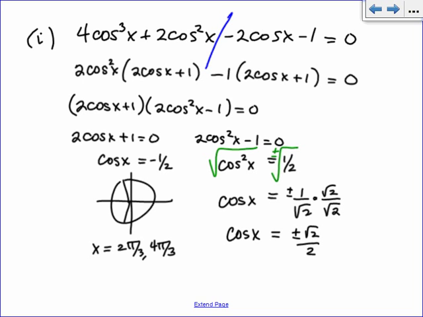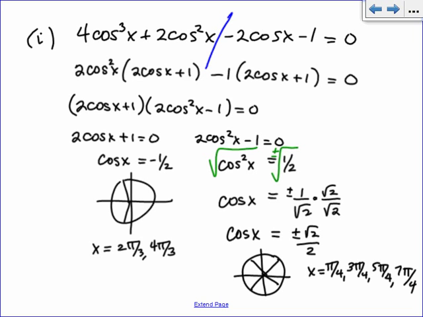So that happens in 4 places on the unit circle. So first quadrant, second, third, and fourth. So we get x equals pi over 4, 3 pi over 4, 5 pi over 4, and 7 pi over 4. So this is one that has 6 answers. Did anybody get that all the way? Yeah, good. Some of you are not claiming you did. Maybe. All right.